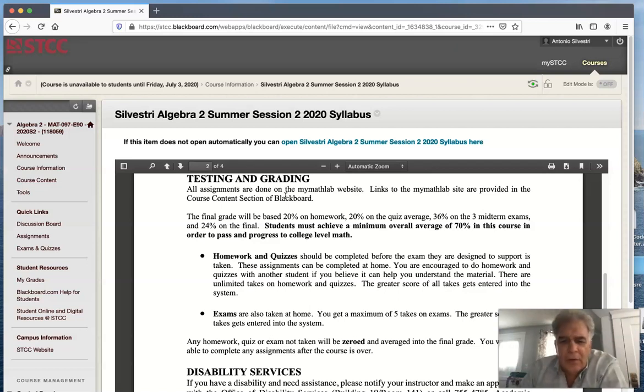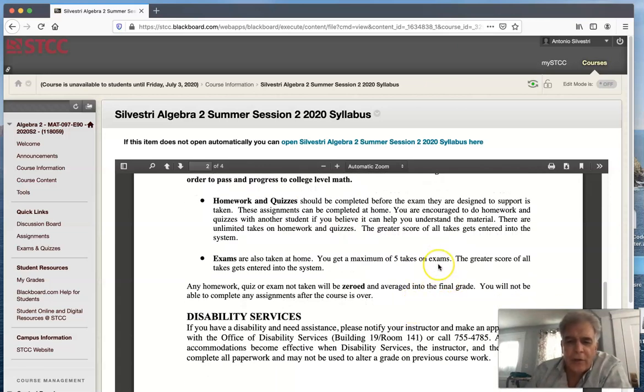Exams, same way. For exams, you only have a maximum of 5 takes. But again, that's all you really need. The greatest score on all your takes gets entered in the system. Now, here's the deal. The grade that I enter into the web advisor at the end of the semester is the grade that's found in the MyMathLab course, not the grades that you see here. The grade that you see here is Blackboard grades. Don't look at that. Look at the grades that are in your Pearson MyMathLab. Those give you an accurate representation of what you'll get.